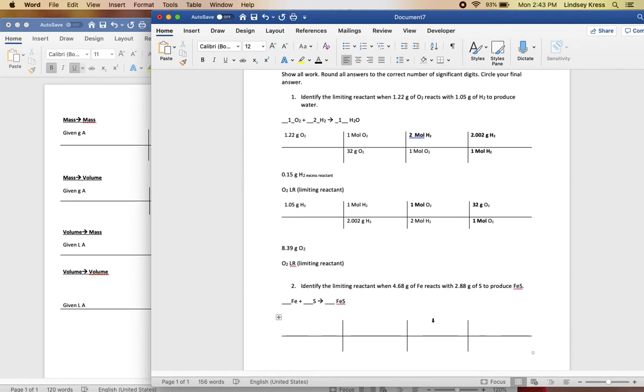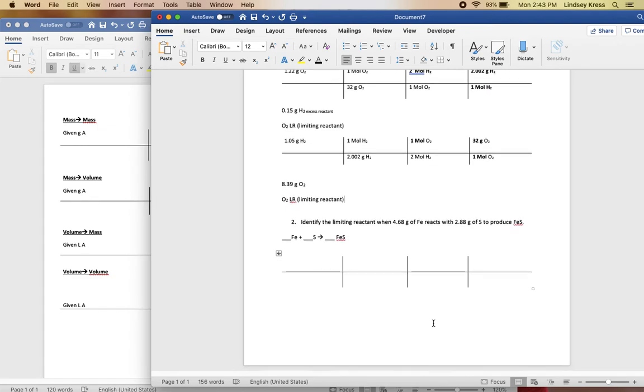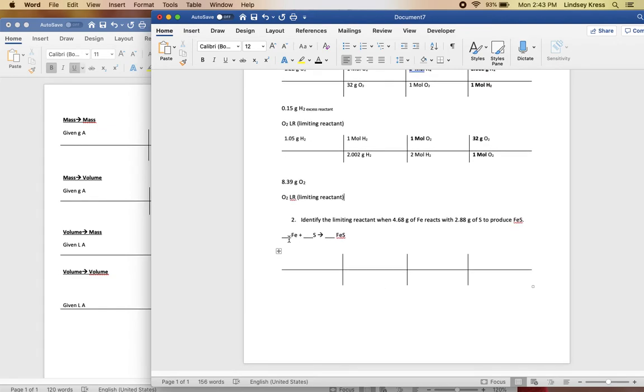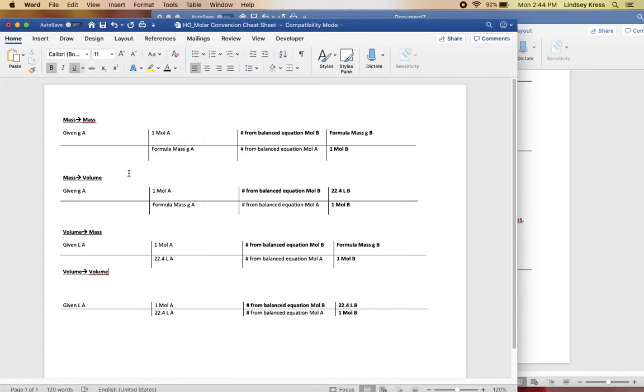All right, so for a second problem, same thing. You have to balance the equation first. So I'm balancing first. Hey, guess what? Easy equation. I have 4.68 grams of iron, and it reacts with 2.88 grams of sulfur. So again, it doesn't matter which one you start with, just start with one and then fill in your information. Like I just said at the beginning, this goes for everything.